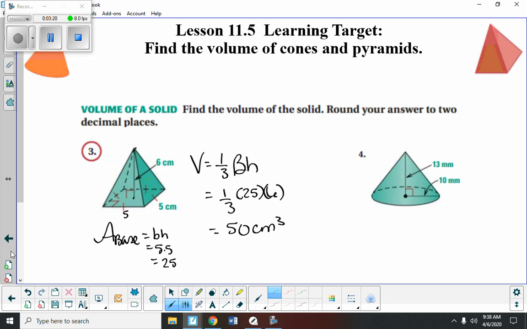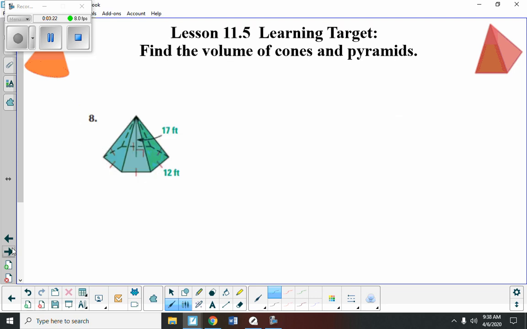All right, let's go ahead. We're going to skip that one and go to the next one here. So here we have a hexagonal pyramid. So again, volume is 1/3 area of the base times the height. So we have to find the area of the base. Now to do that, this is a regular hexagon for a base because all the sides are congruent. So we're going to make a triangle.